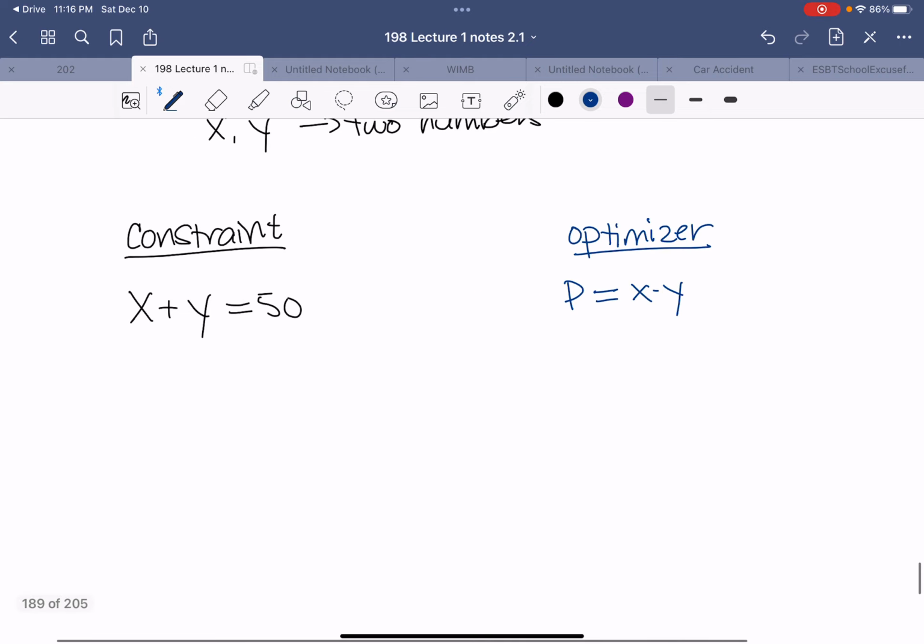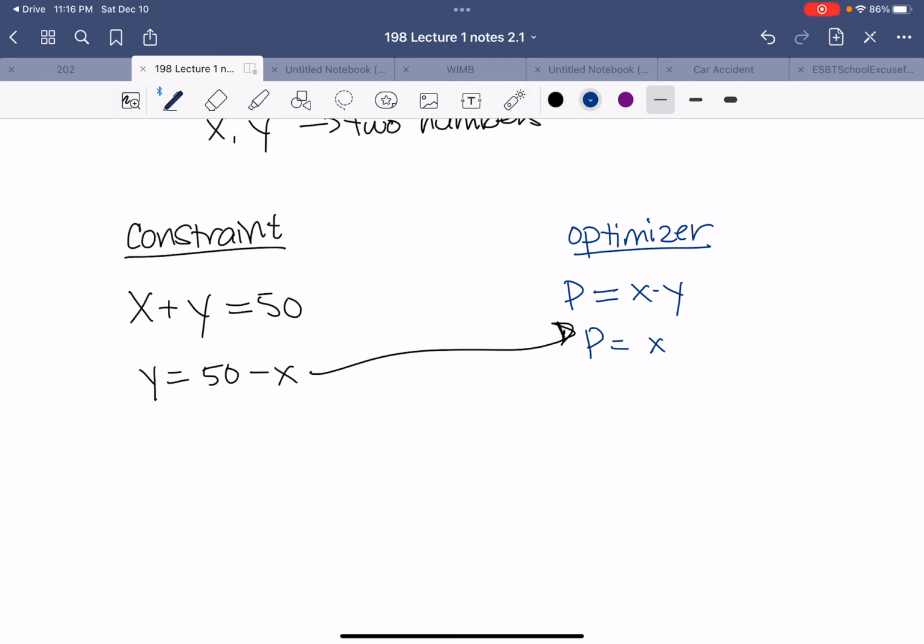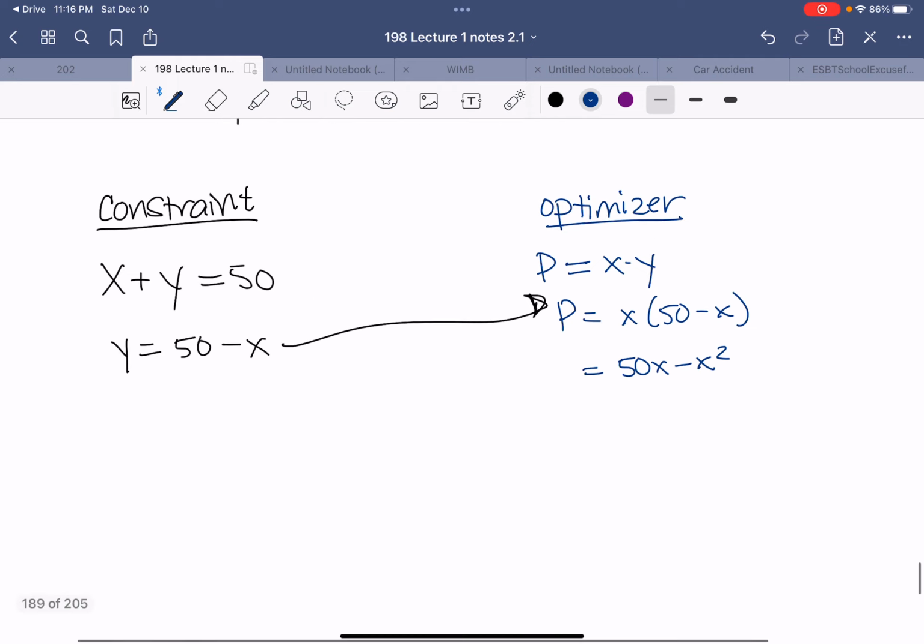And so now what I do is I go over here to my constraint and I solve this for one variable or the other. So let's solve for y. So let's make it 50 minus x, subtract the x from both sides. And then we're going to go over here and plug that in for the y. And that will make my product equal to x times 50 minus x. And that's 50x minus x squared.